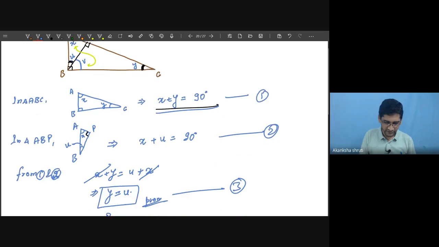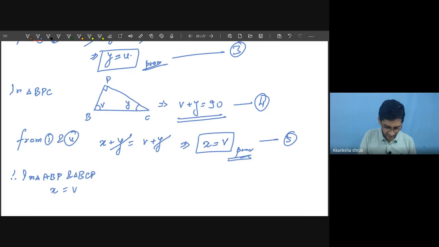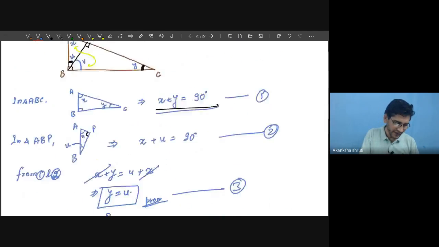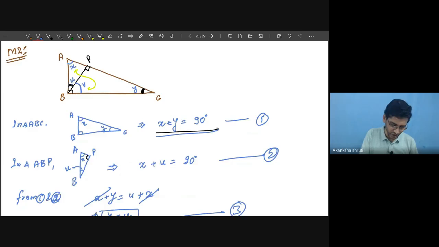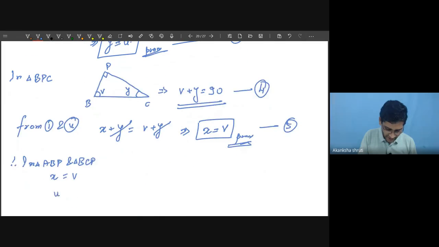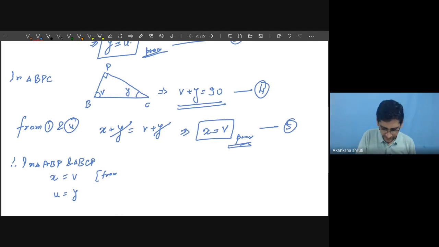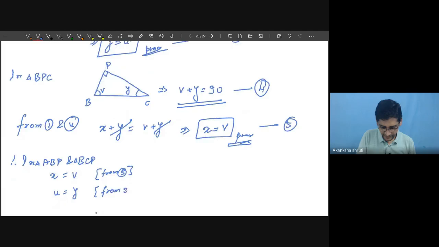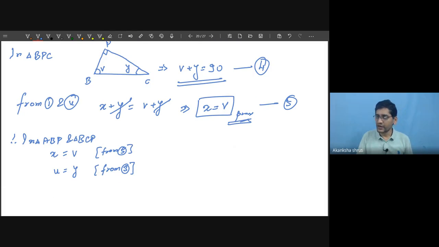Then U is matching with Y. So ABP, so for this X we have taken, another side is our U. So we have to keep U on left hand side. This is matching with Y. So this we have proven from 5 we can write, and this already we have proven from 3 we can write. Okay, when the two angles are equal, the two triangle will be similar.